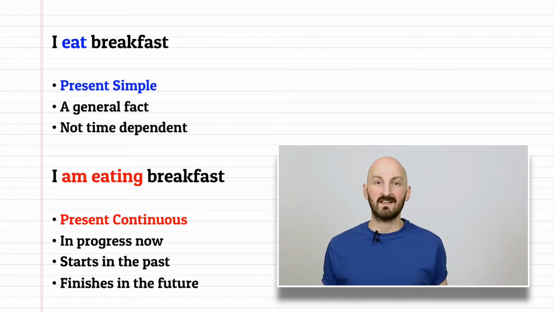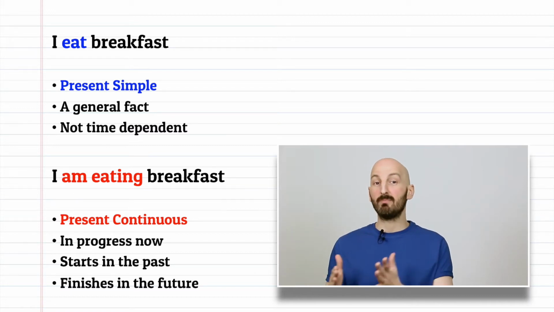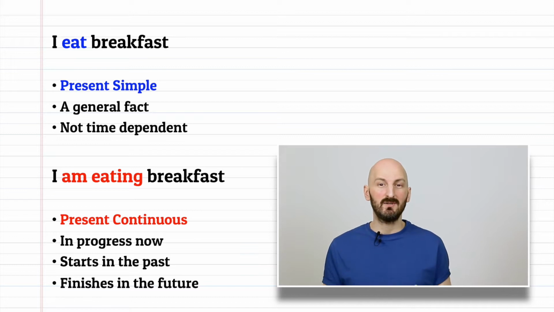So what about this next sentence? I am eating breakfast. The verb form in this sentence is present continuous. It describes something happening right now. It's a temporary action that started in the past, it's happening now, and will continue in the future.